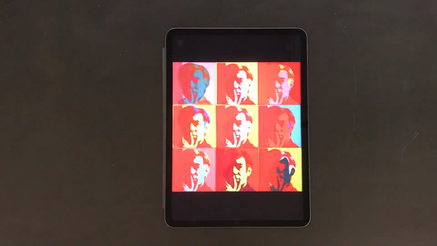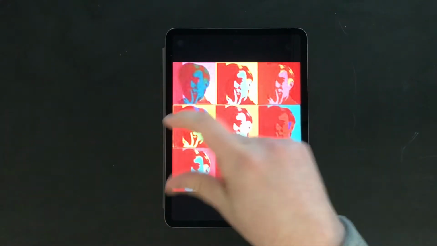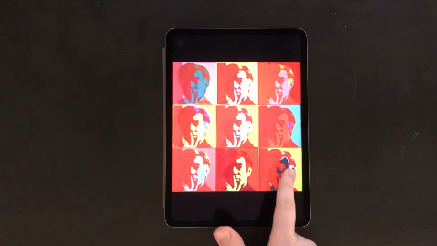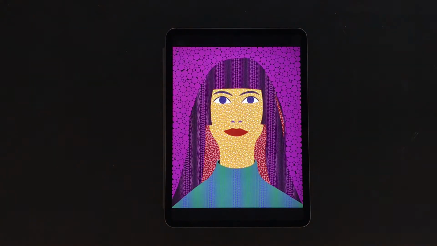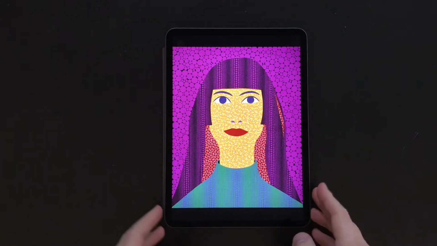And here we have Andy Warhol. He took a photograph and turned that into a self-portrait. Now, for his self-portrait, he took that photograph and repeated. So he made repetition part of his self-portrait. And finally, we have a self-portrait by Japanese artist Yayoi Kusama. And she used a lot of bright colors and a lot of different shapes and patterns to create her self-portrait.